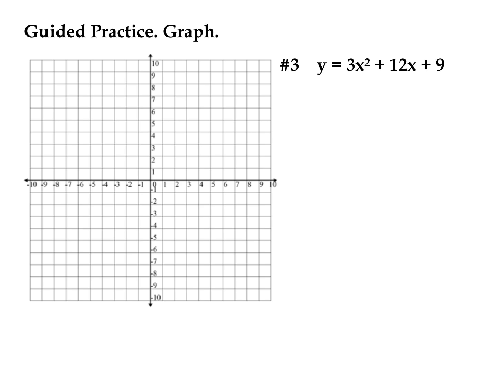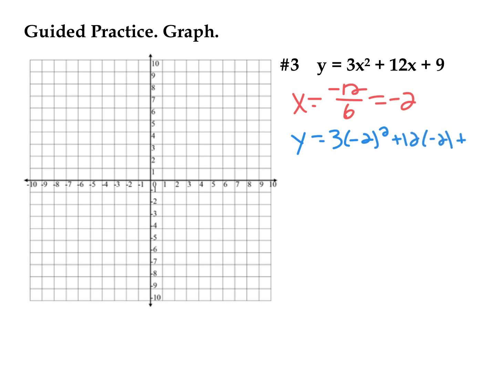We want to graph this. We're going to start with x equals negative b over 2a. So x equals negative 12 over 2 times 3, which is 6. That's negative 2. And then I'm going to plug that in to get my y value. So y equals 3 times negative 2 squared plus 12 times negative 2 plus 9.